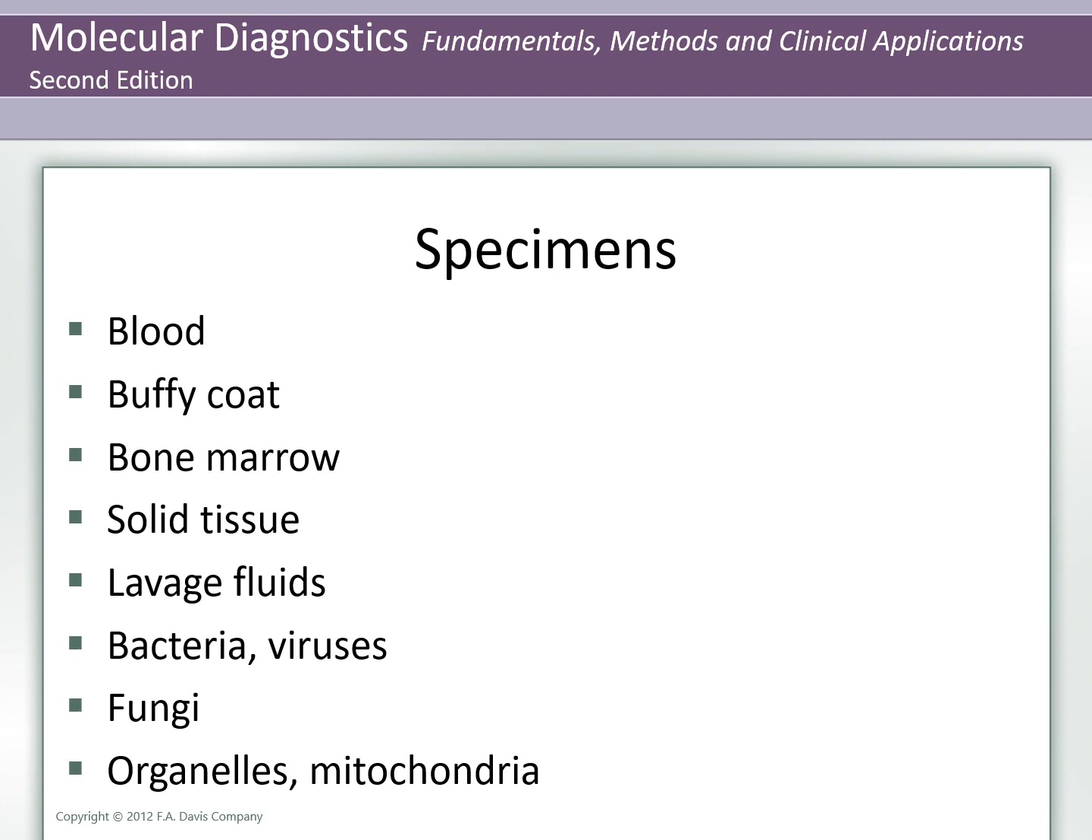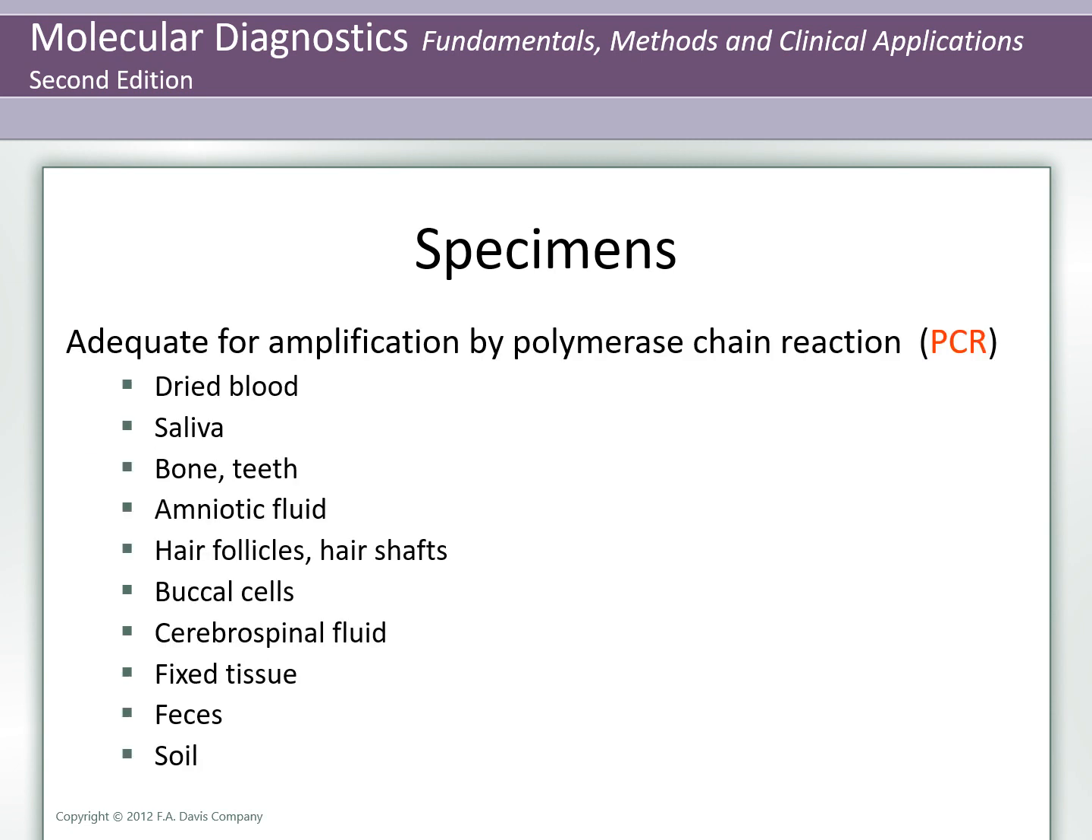Some bacteria and fungi have tough cell walls that need to be broken down to release the nucleic acids. Enzyme products can be used along with detergent treatments and similar products to access the nucleic acids in the microorganisms. Different commercially available agents may also need to be used for isolation of DNA to be used in amplification procedures such as PCR. Specimens such as dried blood, saliva, bone, teeth, amniotic fluid, hair, buccal cells, CSF, fixed tissues, feces, and soil can be used for DNA isolation and amplification procedures.